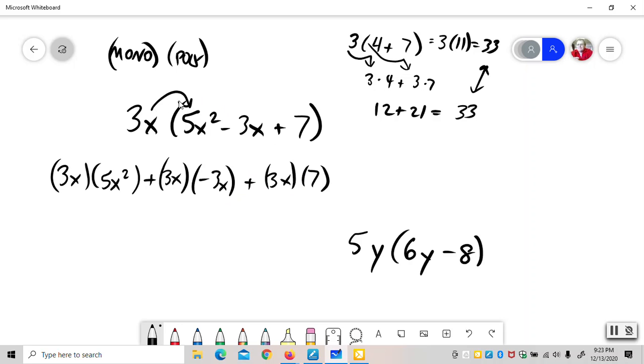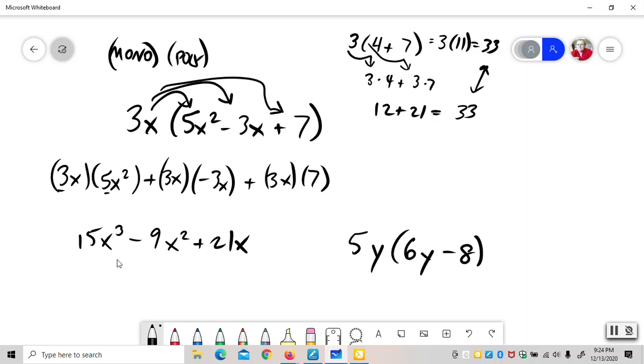So 3x times 5x squared, 3x times negative 3x, and 3x times 7. Each of these constituent parts you just do like I showed you a minute ago. Numbers times numbers, variables times variables. 3 times 5 is 15. X times x squared is x cubed. 3 times negative 3 is negative 9. X times x is x squared. And 3 times 7 is 21. There's nothing to go with the x, so it just comes on as it is. That's the answer.